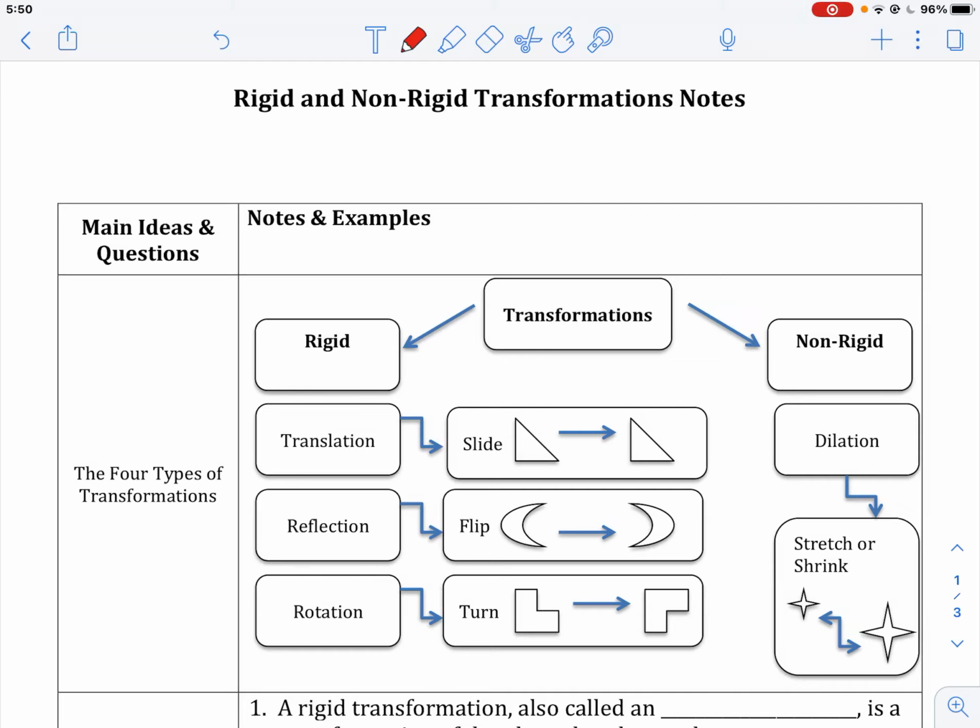So far, we have discussed 4 different types of transformations. The first 3 types that we talked about were rigid transformations. Now, what does that mean? Well, a rigid transformation preserves length, which means that it does not change the size or shape.